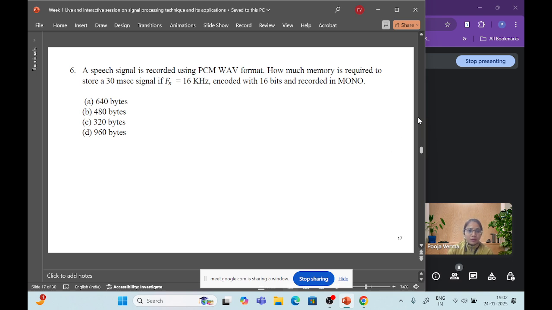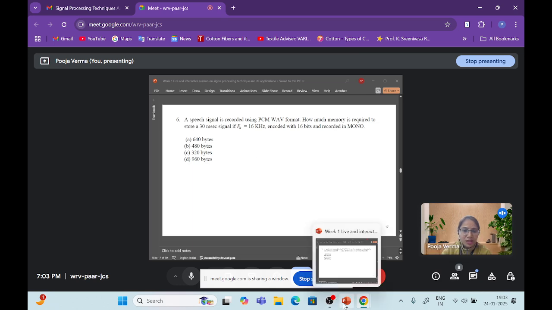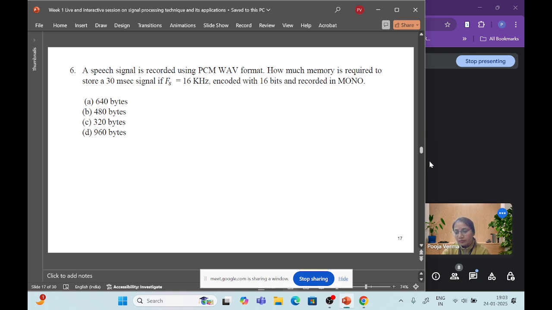Yes, ma'am. Okay, so 18 questions we are going to solve in this session. From the next session onwards we will try 20 questions. So try to solve this question and answer in the chat box, then I will describe it. Here it is given a speech signal is recorded in WAV format. They are asking how much memory is required to store a 30 millisecond signal. Fs is given, that is 16 kilohertz, encoded with 16 bit and recorded in mono.